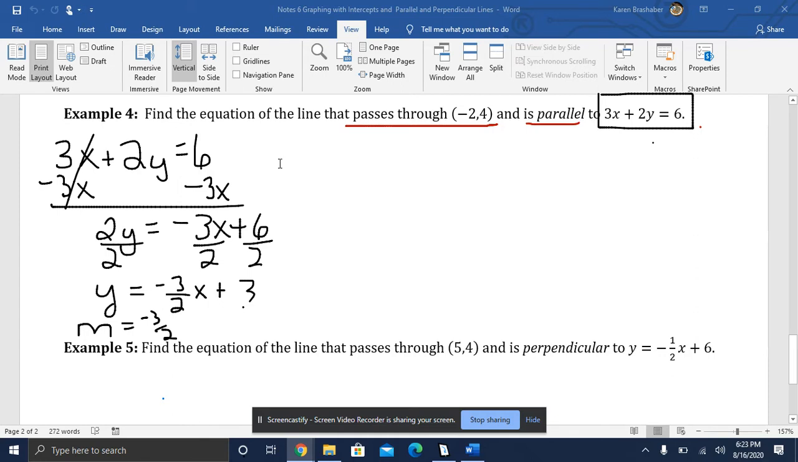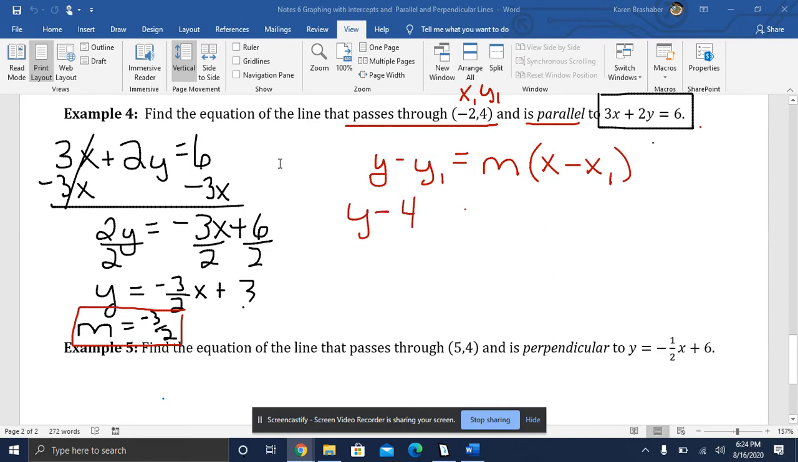I'll move from there to now working with my information that I have an x1 and a y1, and I'm going to use this slope in my point slope equation. So y minus y1 equals m times the quantity of x minus x1. I'll substitute in y minus 4 from my y1. I have -3 over 2 as my slope, and then x minus the x1, which is a -2.